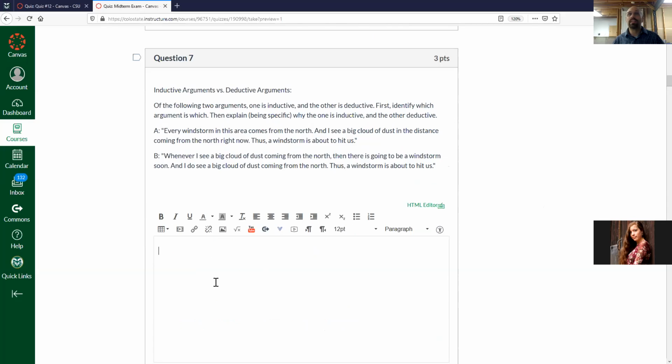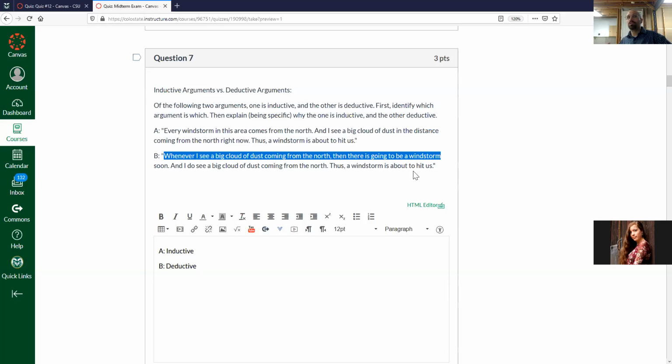So every windstorm in this area comes from the north. I see a big cloud of dust in the distance coming from the north right now, thus the windstorm is about to hit us. That is an inductive argument. B is the deductive one. Why? It has to do with this whenever. The whenever is sort of an if-then statement, right? So if I see a big cloud coming from the north, then there will be a windstorm.